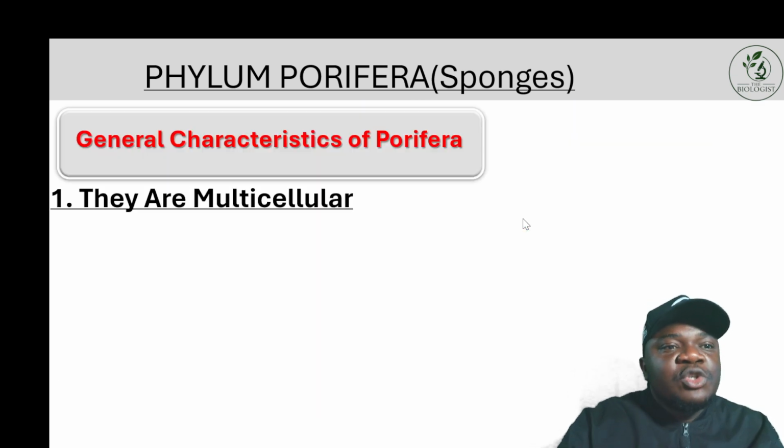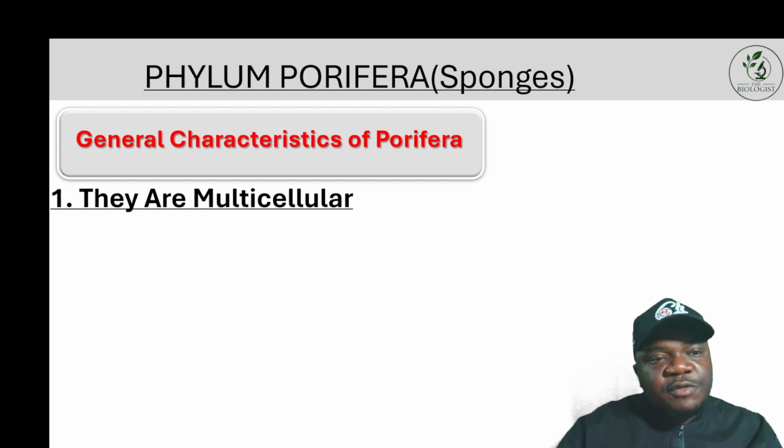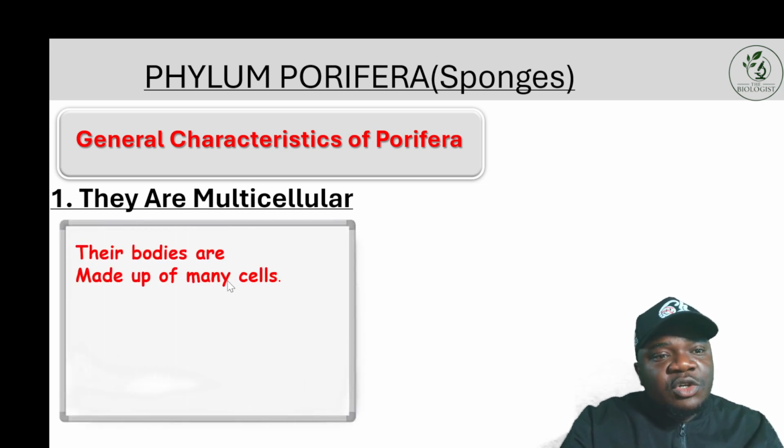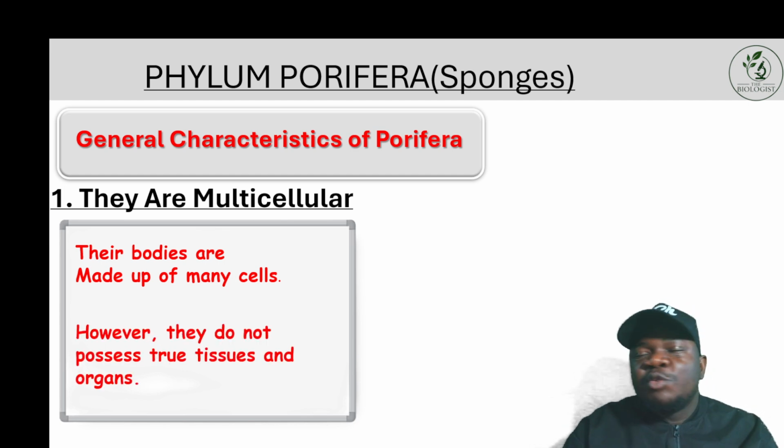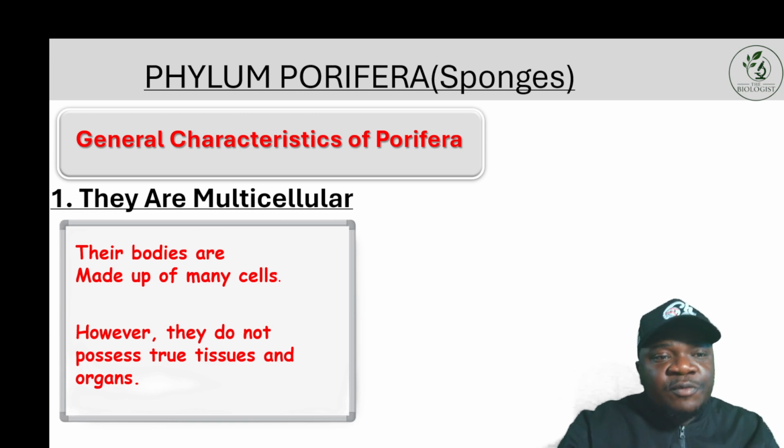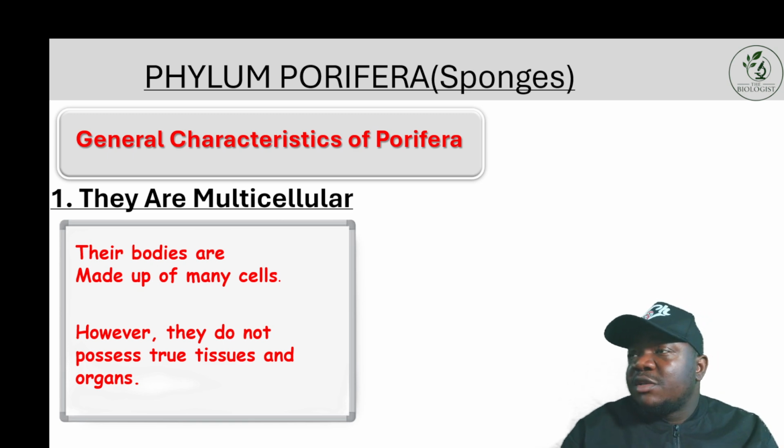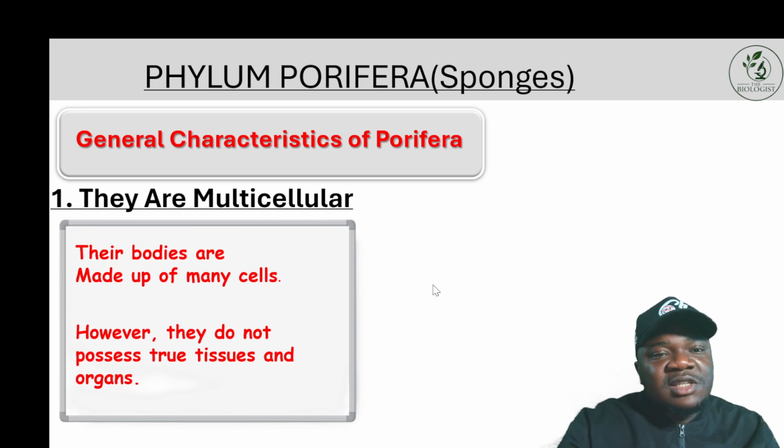Yeah. So let's go through the general characteristics of Porifera. When you're writing a theory exam, they always ask you about general characteristics, and it's very important for you to know. So you need to understand that they are multicellular, meaning they have a lot of cells. Okay, so the body is made of many cells, which is very important. However, they do not possess true tissues and organs. They don't have true organs like the lungs, the nose, the skin, and other organs that are very vital for an organism to survive. So these organisms are multicellular, yes, but they don't actually have this nice architecture like how other higher animals possess.